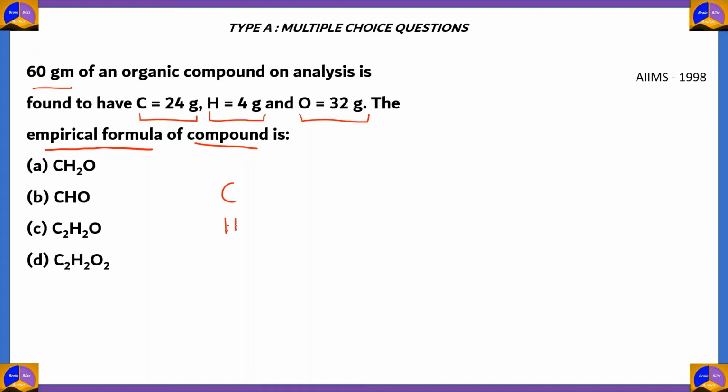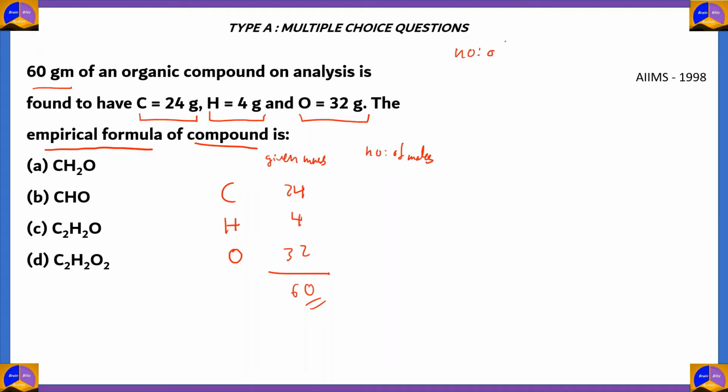So let's do a table here of the elements C, H, and O. The first thing that's given to us is the given mass. Given mass, C has 24, H has 4, and O has 32. On adding them, you still get 60. So that is correct. Now, what we do is we find the number of moles.